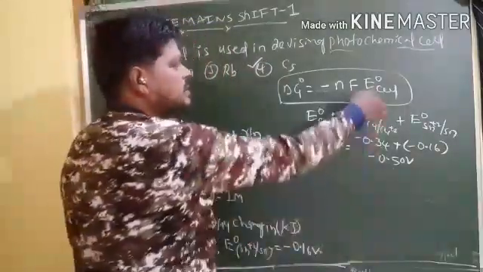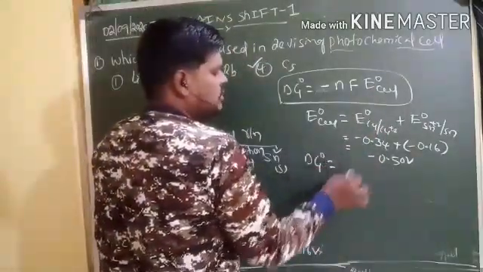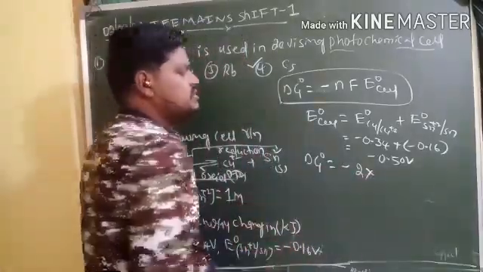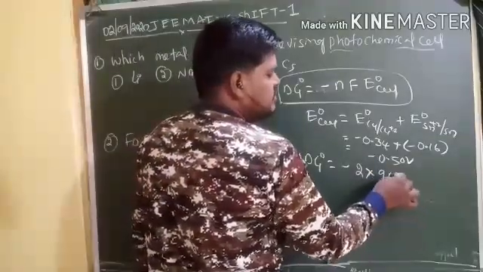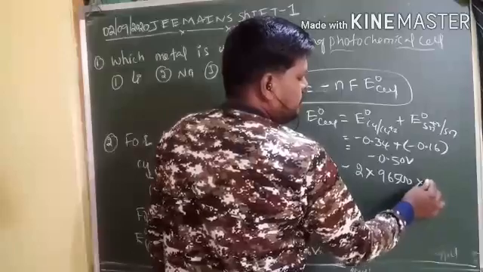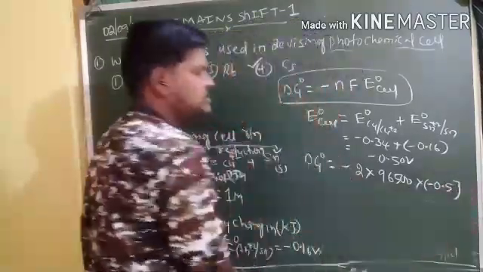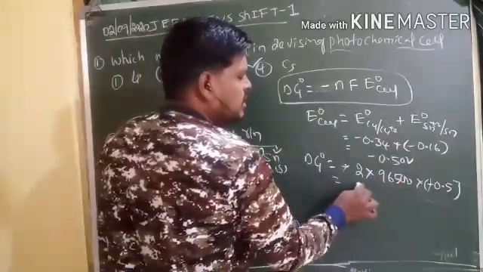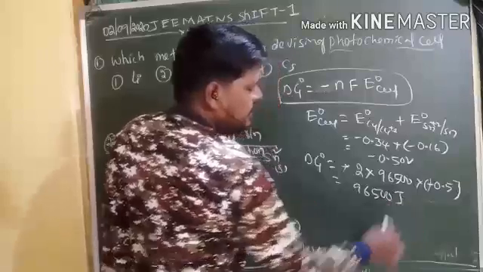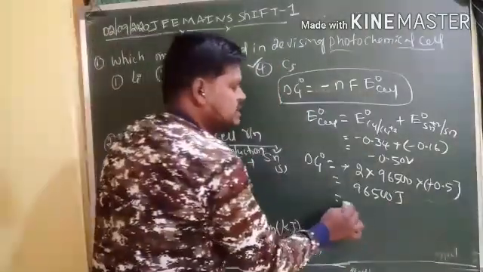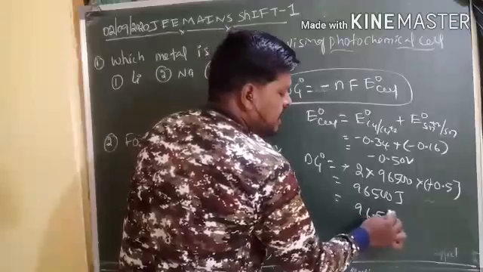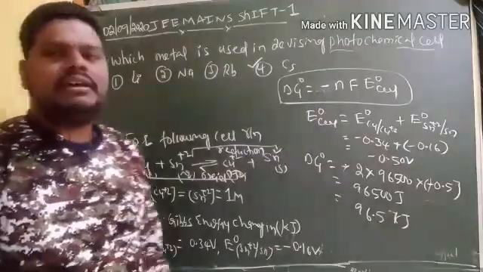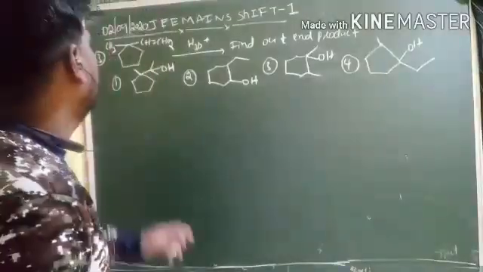Now substitute in the place of E naught cell. So delta G naught is equal to minus 2, because the total net change in electrons is 2, and the Faraday value is 96,500 coulombs, into minus 0.50 volts. Of course, here the minus signs get cancelled, sir. 2 into 0.5 is 1. So 1 into 96,500 joules only. But we need kilojoules, sir. That's why dividing by 1000, 96.5 kilojoules. So this is our answer here: 96.5 kilojoules.